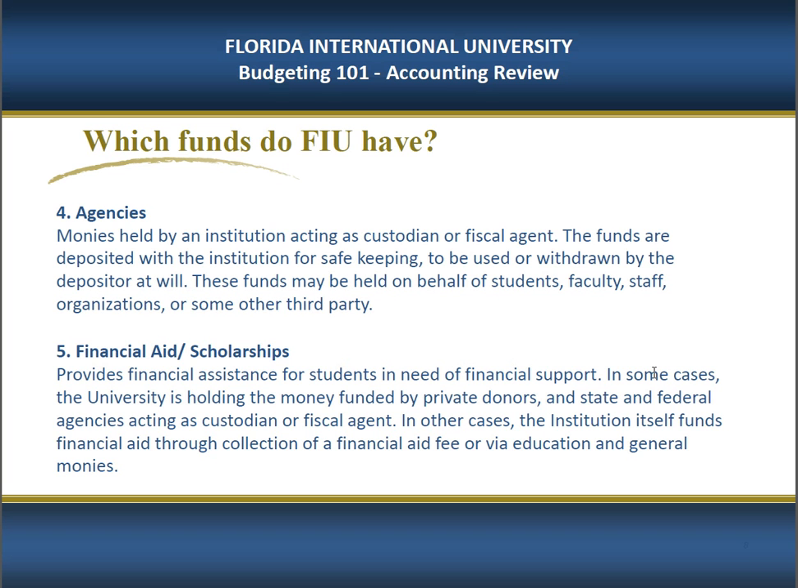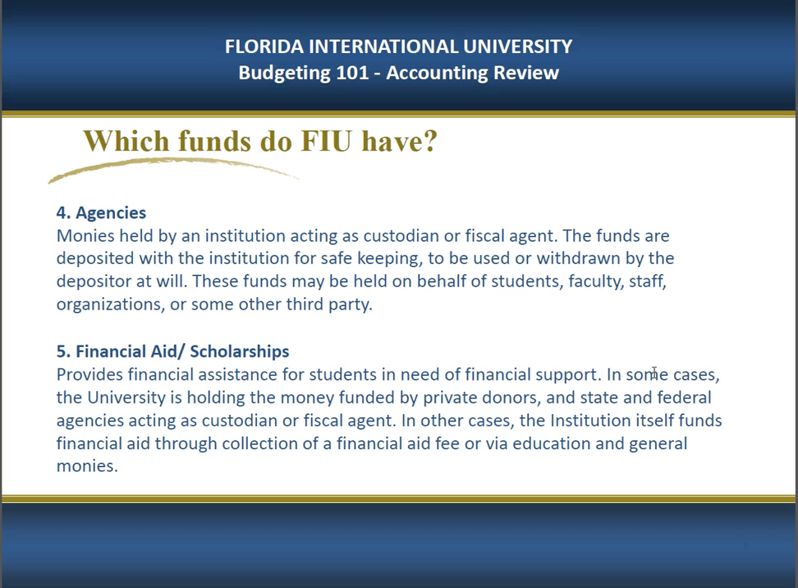And we might be holding these funds on behalf of certain students, student groups, for example, student organizations, or other third parties. Again, these agency funds are really liabilities. The money doesn't belong to FIU. The money belongs to someone else. Again, highly restricted, because we need to account for it as a liability in case we're ever asked to return the money.